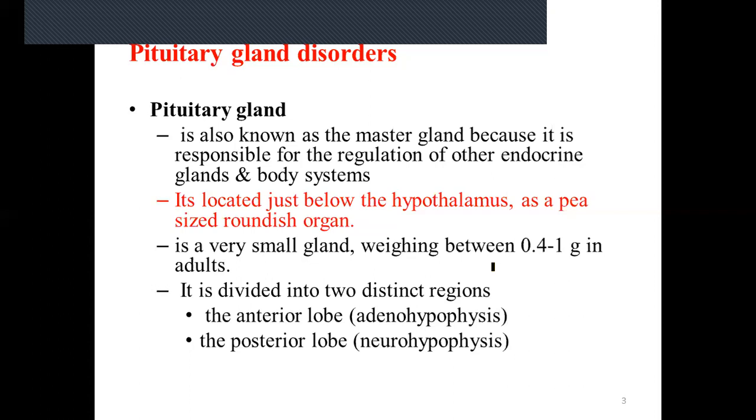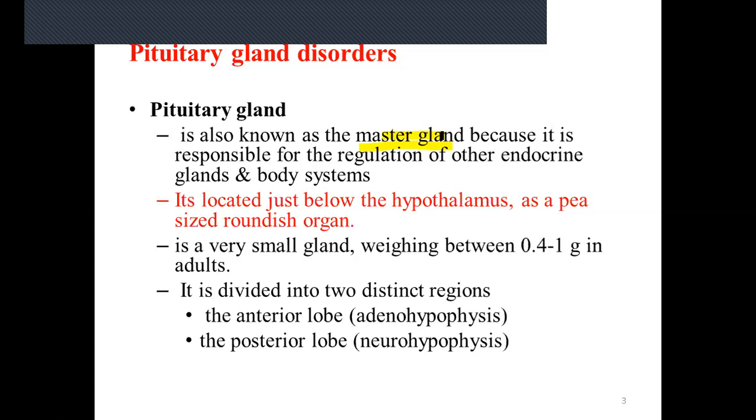Okay, exactly. But those are some of the questions you might get even in the board exam. Like those of you who are going to register in Kenya, sometimes they will ask you to outline 5 anterior pituitary hormones. Those are some of the questions you will be asked mostly in the physiology part of the board exam, stage 1. So the pituitary gland is also known as the master gland because it is responsible for regulation of the other endocrine glands and body systems.